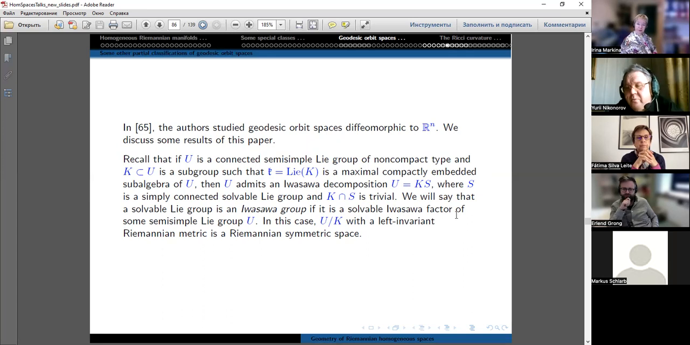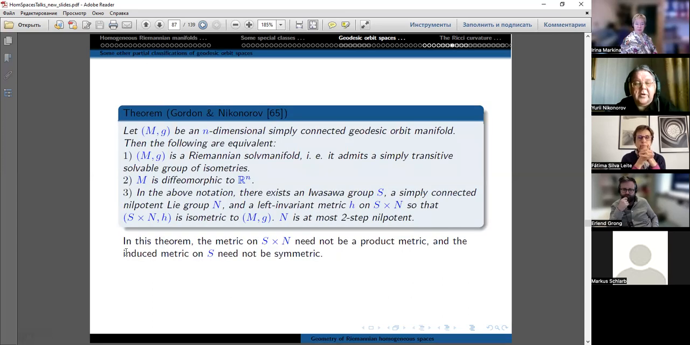What is an Iwasawa group? It's some solvable Iwasawa factor. Okay. Now we have results about geodesic orbit spaces diffeomorphic to Euclidean space, by Karen Gordon and myself. Let M be an n-dimensional simply connected geodesic orbit manifold, then the following are equivalent. M is a Riemannian solvmanifold. It admits a simply transitive solvable group of isometries. M is diffeomorphic to R^n.